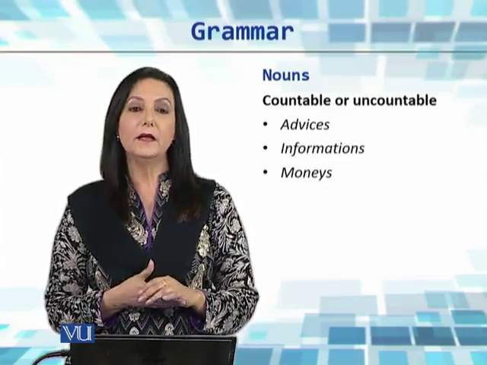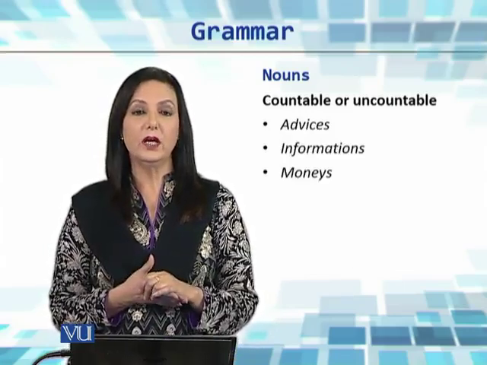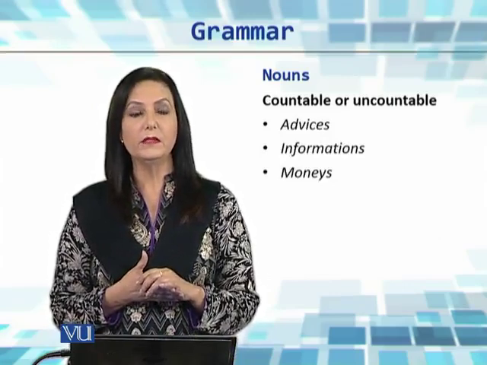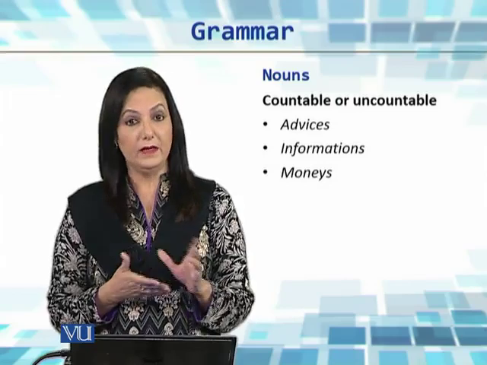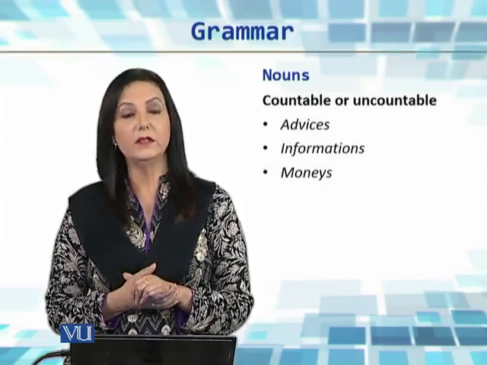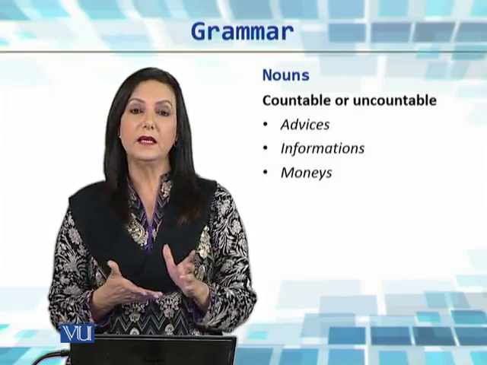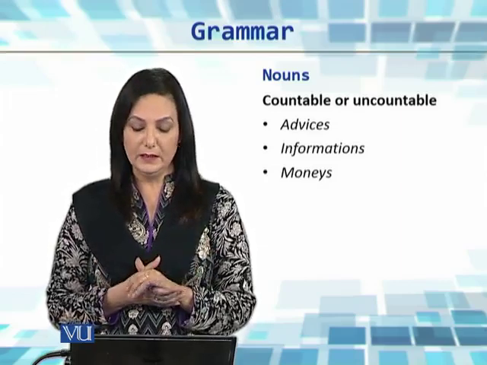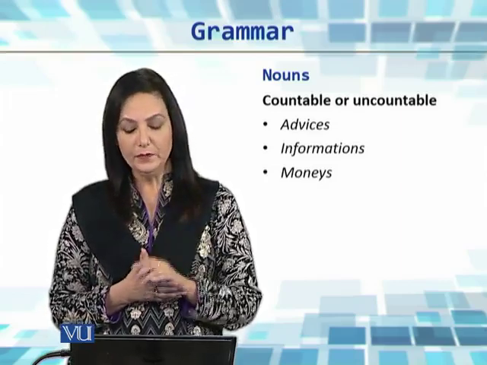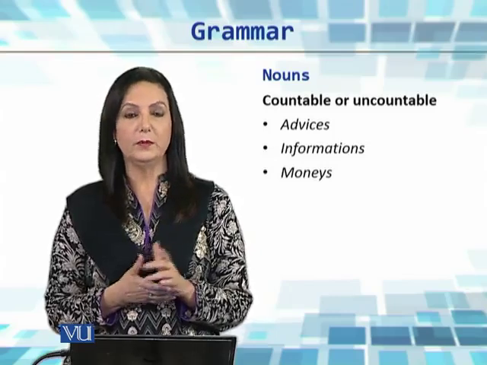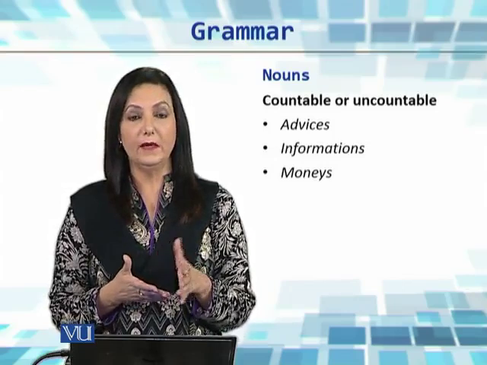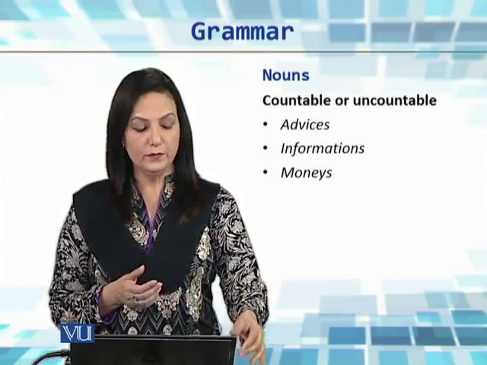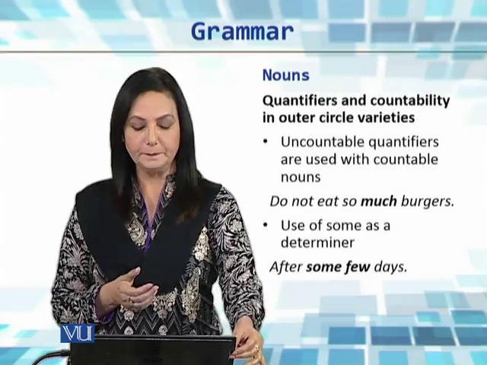Similarly, there are other abstract nouns which are used in plural forms in many Asian and African varieties of English. For example, advice is an uncountable noun in English, but we hear people say advices all the time here in Pakistan as well. Similarly, information is an uncountable noun, but we hear people use informations every now and then, and same goes for the noun money.